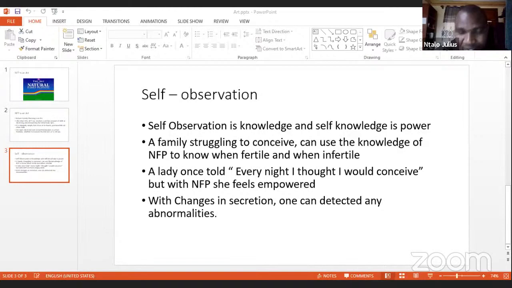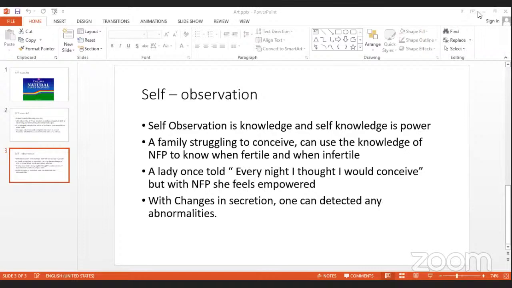Now, if the egg reaches the uterus when it has not been fertilized, the womb, the nest that has been prepared to hold the growing pregnancy, will shed it in what we shall understand as menstruation.